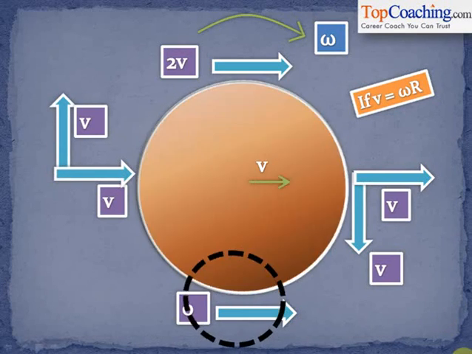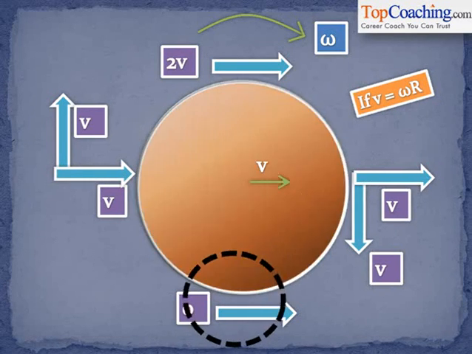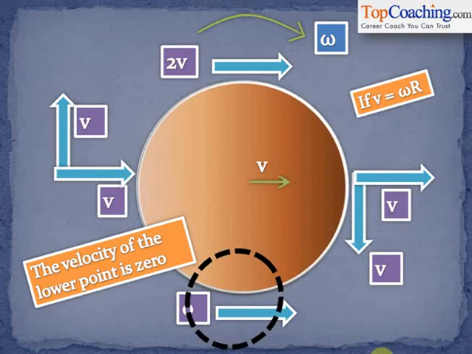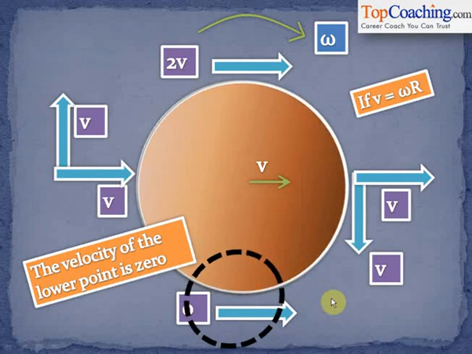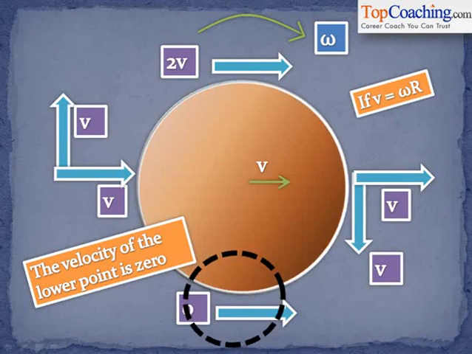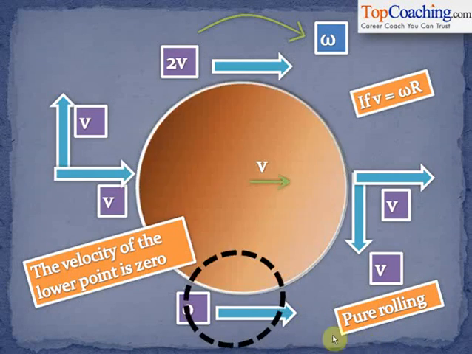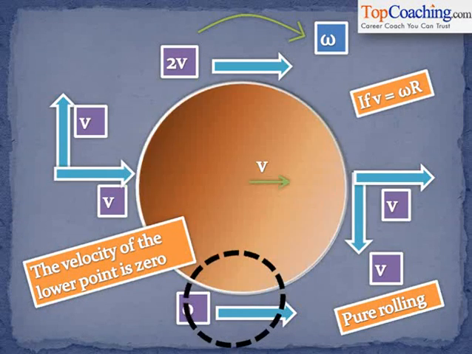This situation, when the bottommost point of the wheel has 0 velocity because v is equal to omega r, is called pure rolling. Understood? Pure rolling is in fact basically the situation when the relative velocity of the bottommost point of the wheel with respect to the ground is 0. So this is a special case of translation plus rotation in which v is equal to omega r.